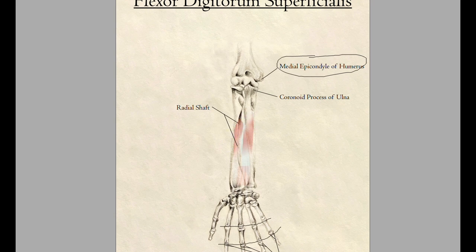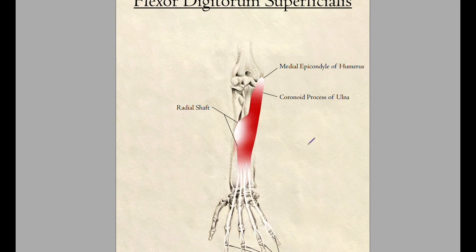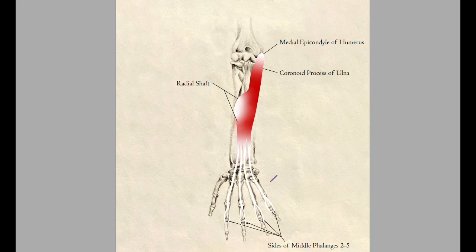What is that going to look like? Let me show you. It's going to look like this. And so you can see now how this whole muscle belly is going to split into its 4 individual tendons for each one of these fingers. But in addition to that, each one of these tendons is then going to bifurcate again.